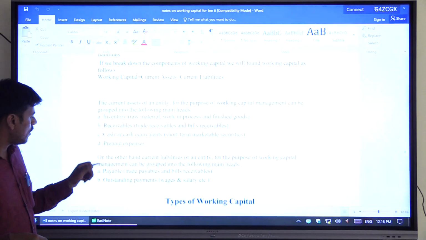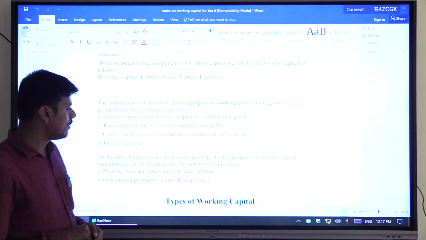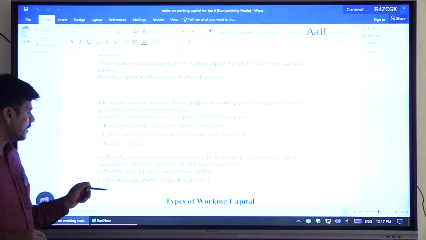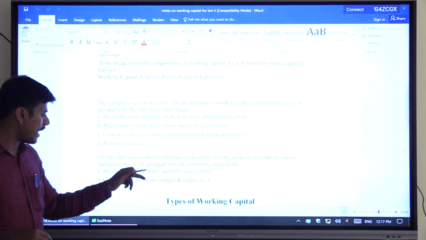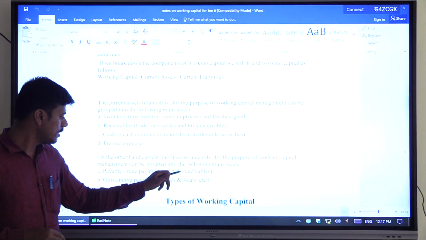Then on the other hand, current liabilities of an entity for the purpose of working capital management are grouped into payables, that means trade payables and bills payables, not the receivables.